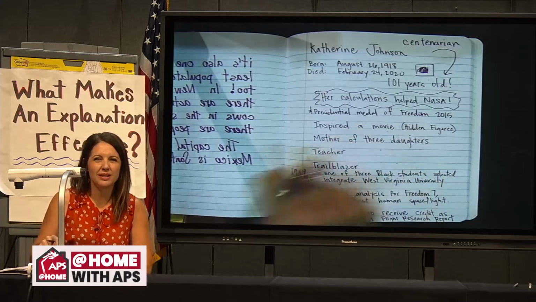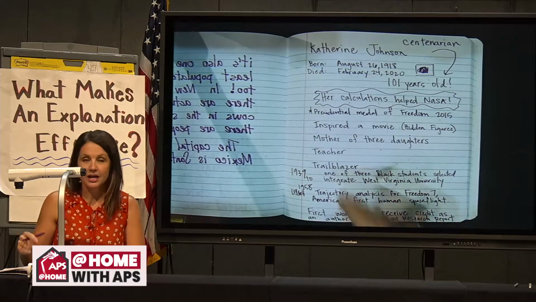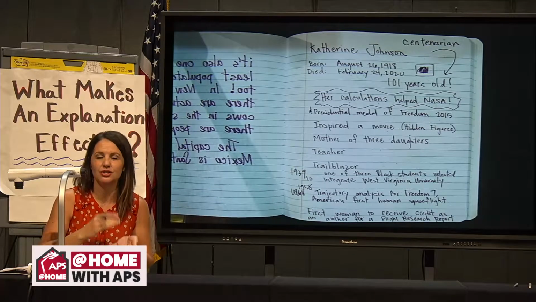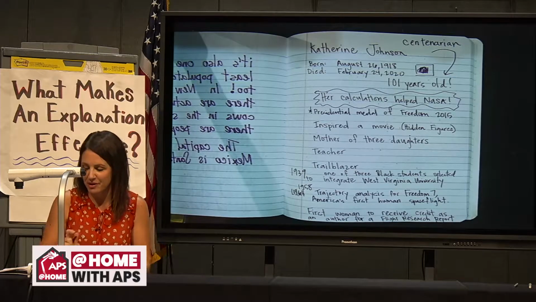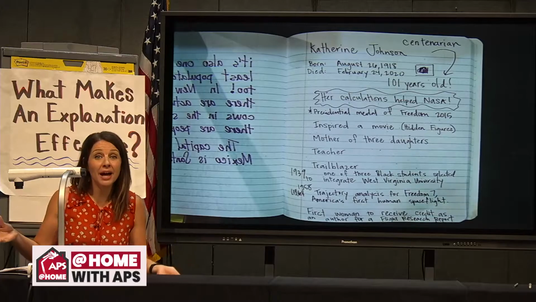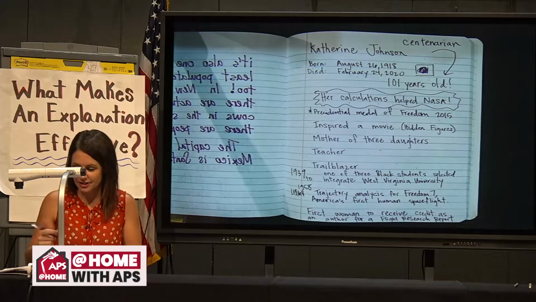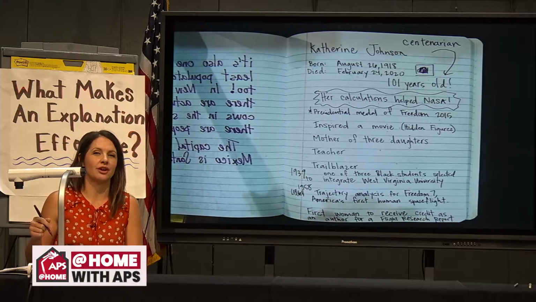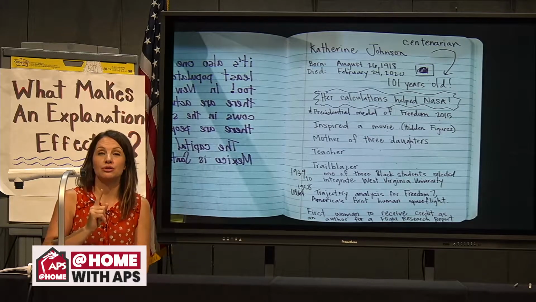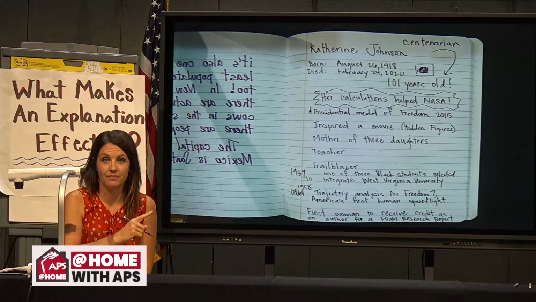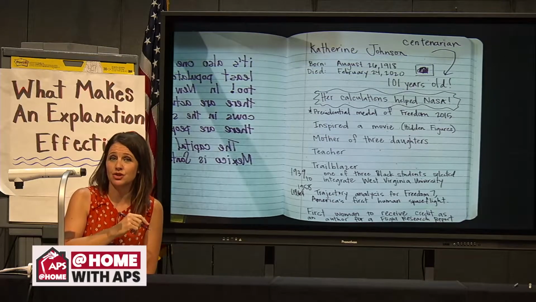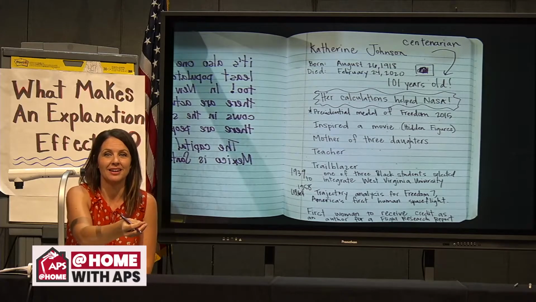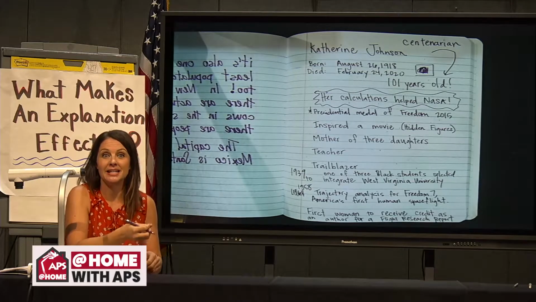She won the Presidential Medal of Freedom. She inspired a whole movie. It's called Hidden Figures. You can watch it to learn more about her. She was a mother. She had 3 daughters. She was a teacher, and she was a trailblazer. That means someone to do it for the first time. It's hard to be a trailblazer.